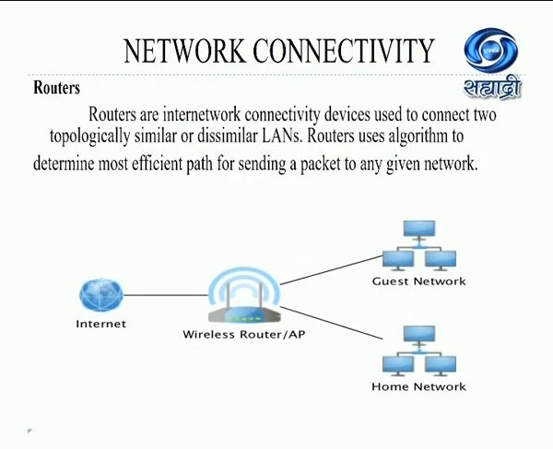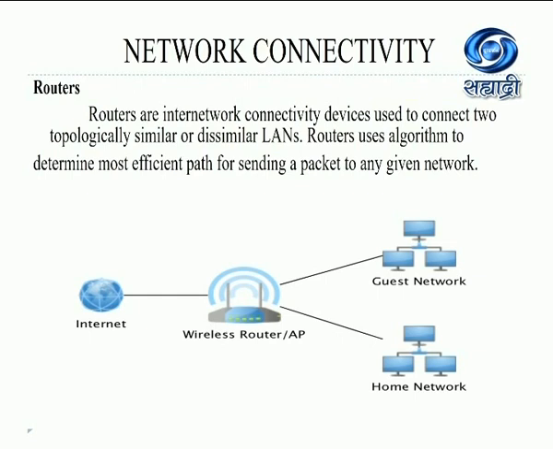Next part is the routers. Routers are inter-network connectivity devices used to connect two topologically similar or dissimilar LANs. Routers use an algorithm to determine the most efficient path for sending a packet to any given network. So if you look here, in this case, a wireless router is provided.